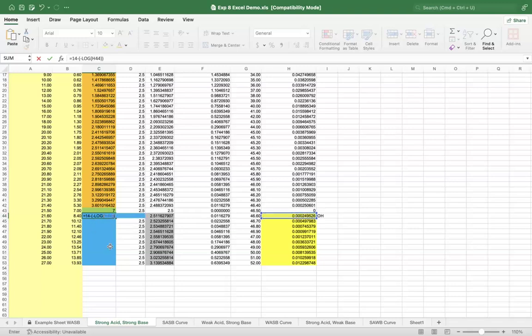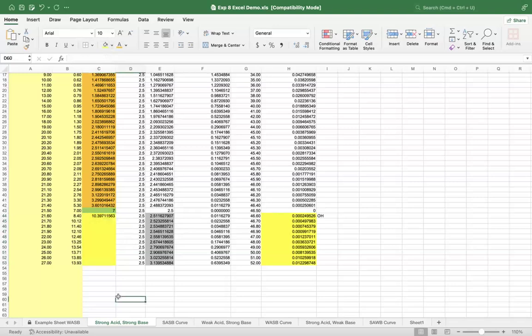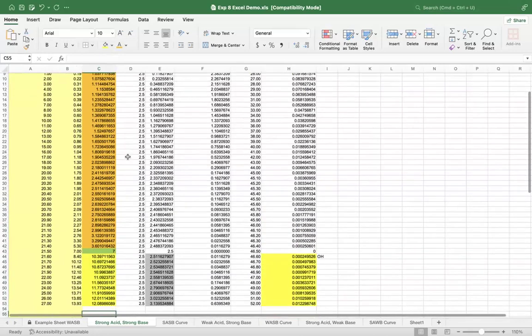Sorry about that blue color not being a good choice there. Change that to a yellow. So now you'll see that equation up here at the top: 14 minus the negative log of column H flips that pOH into a pH. Now we drag this whole thing down. So it's all filled in now.